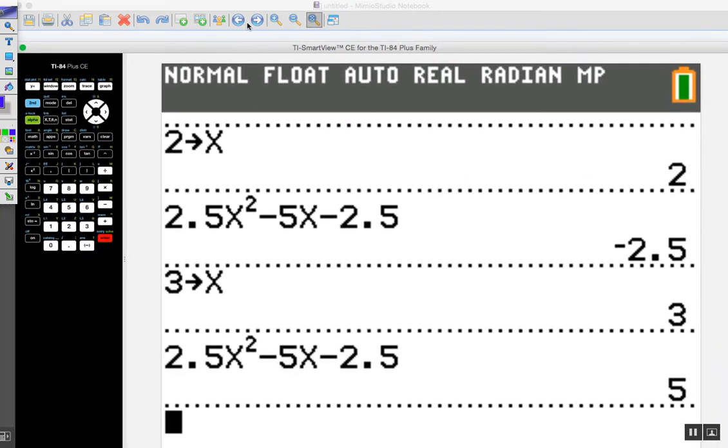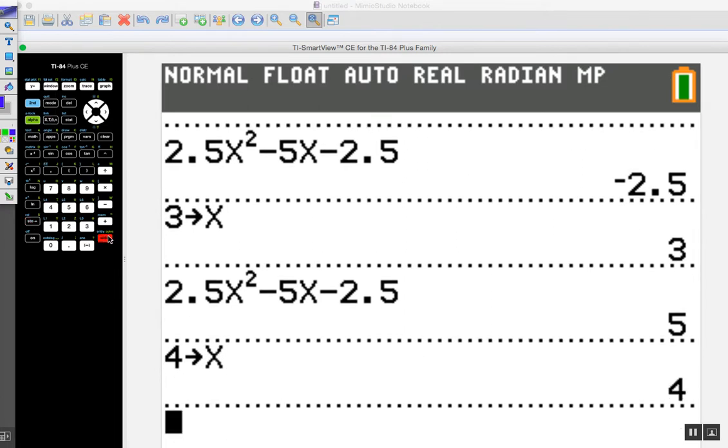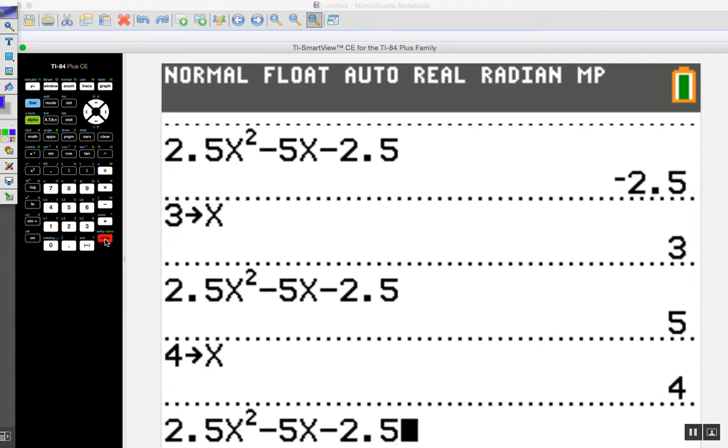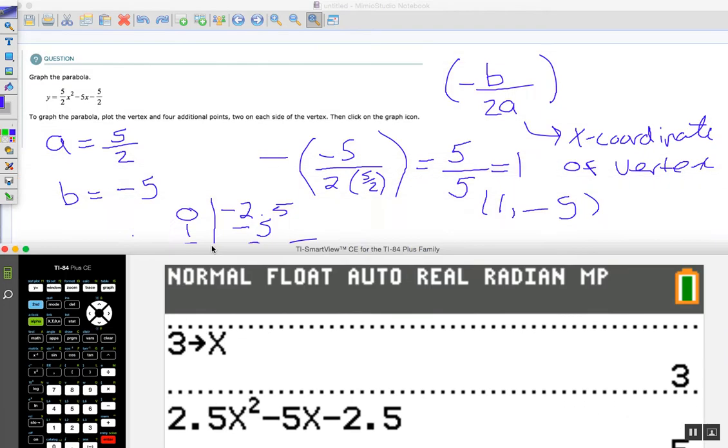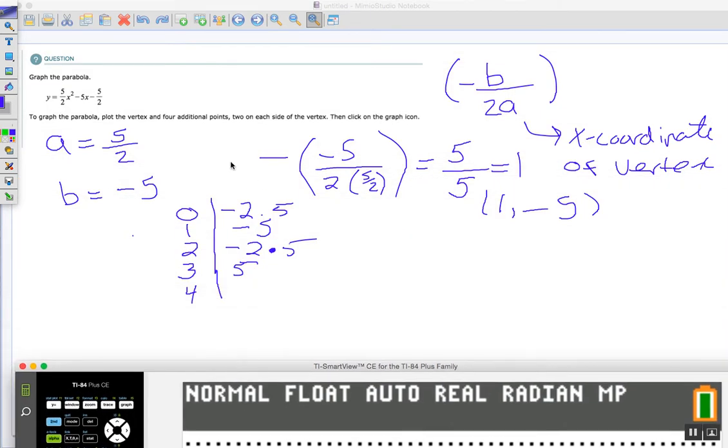We're going to plug in 4 for x. So 4 stored for x. And pull the original equation back up one more time. There we go. So x is 4, y is 17.5. And then you would just go ahead and plot all of those points.